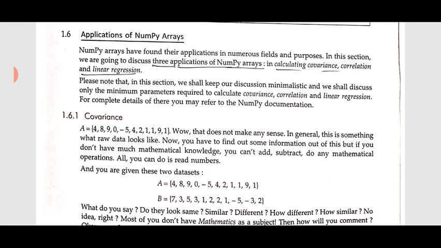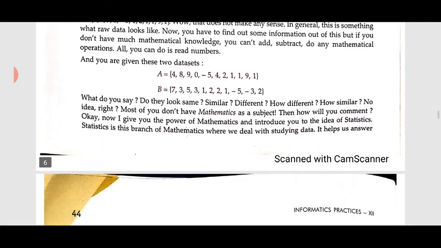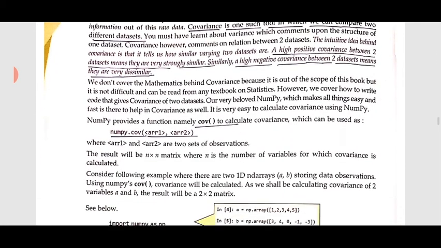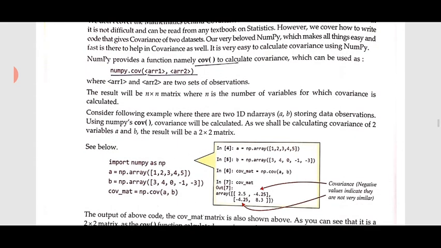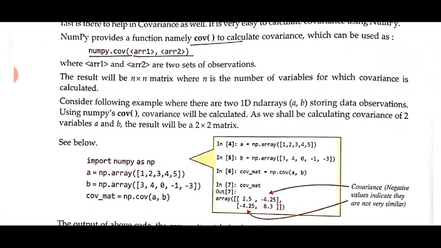To calculate covariance, here we have one function, namely the cov function. We can use the cov function of NumPy to calculate covariance. Here you can see the use of the cov function.